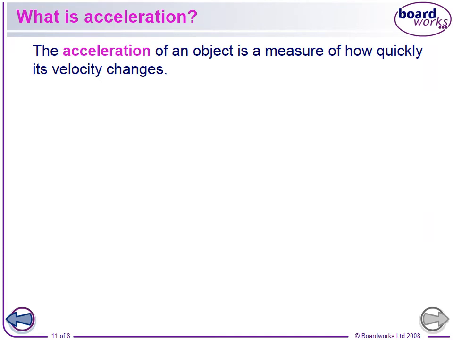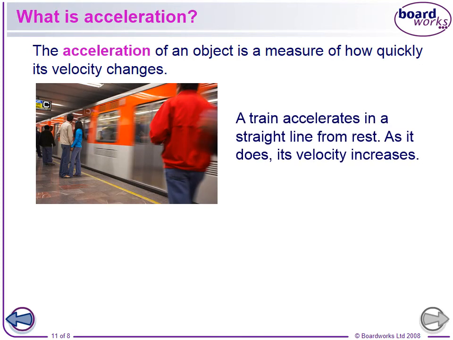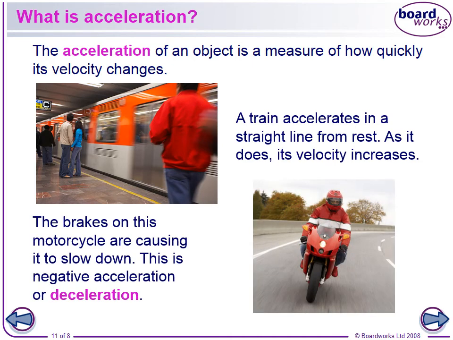Acceleration of an object is a measure of how fast its velocity changes. So a train accelerates in a straight line from rest. From rest means it's not going at all. There's no speed. As it does, its velocity increases. However, the brakes on this motorcycle are causing it to slow down. This is called negative acceleration or deceleration.